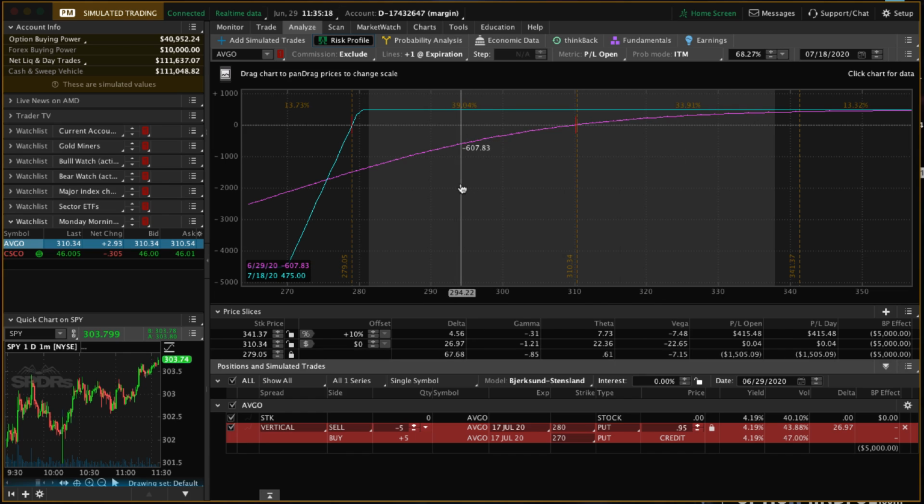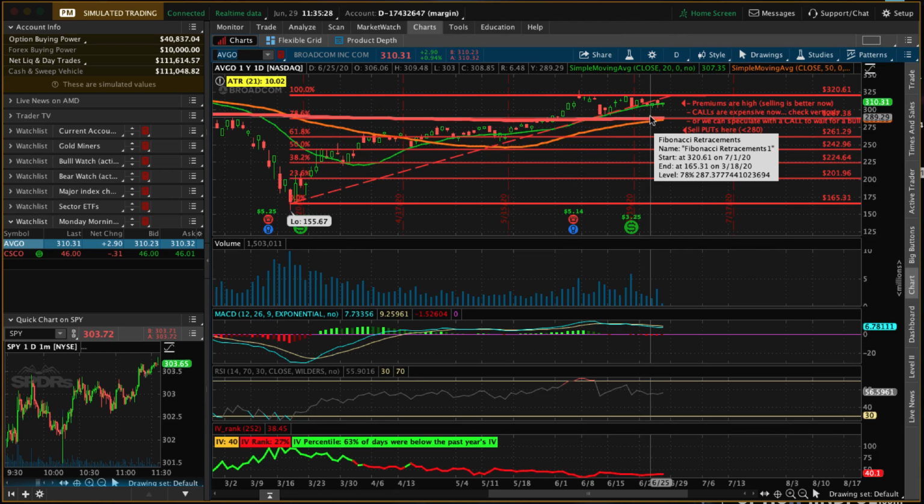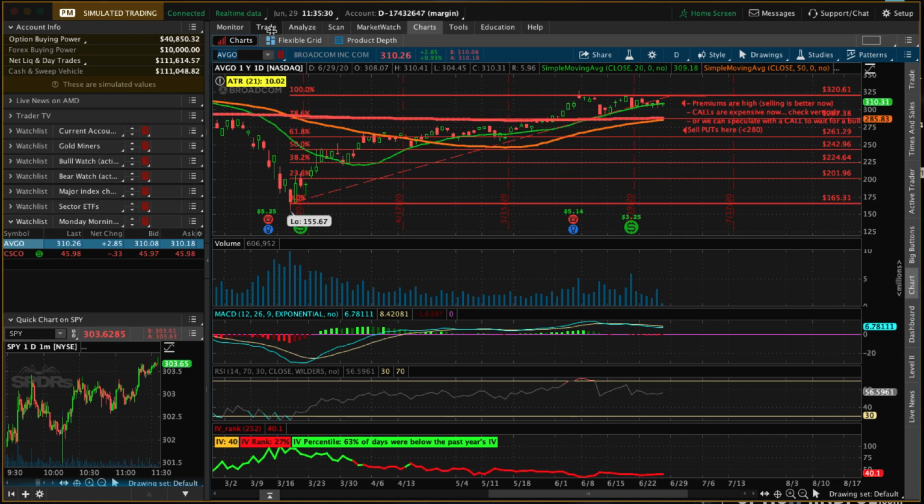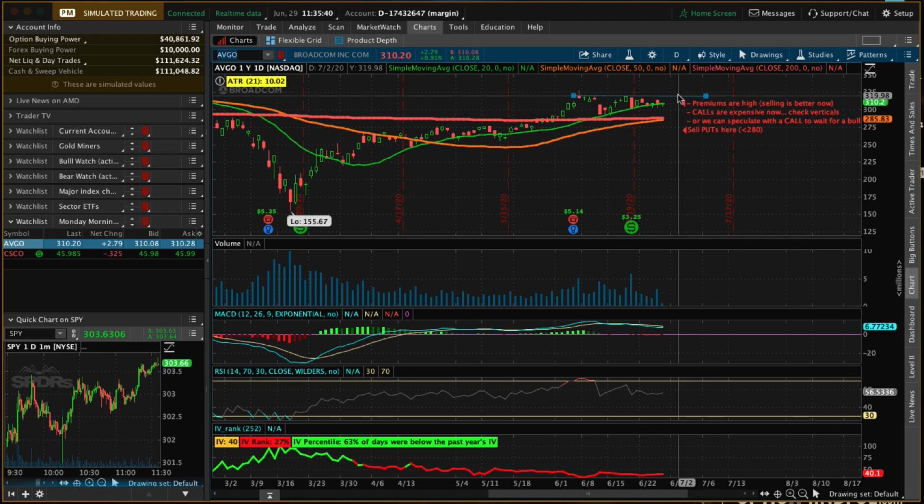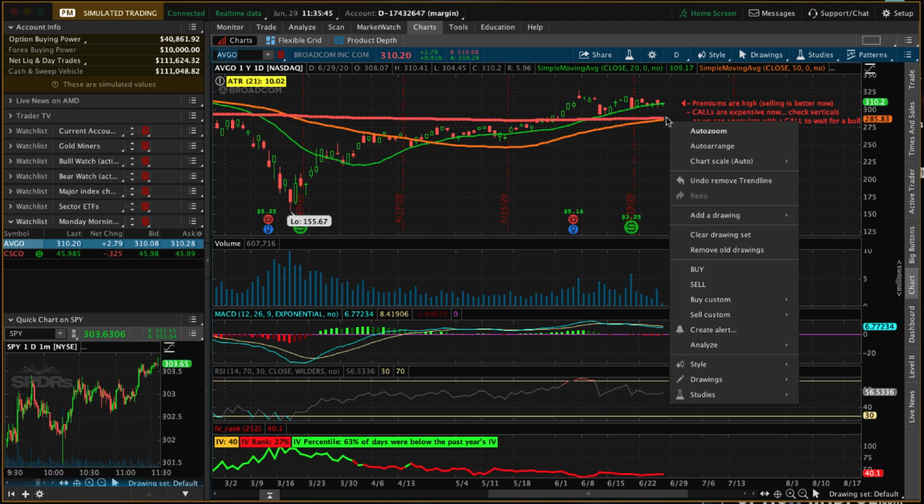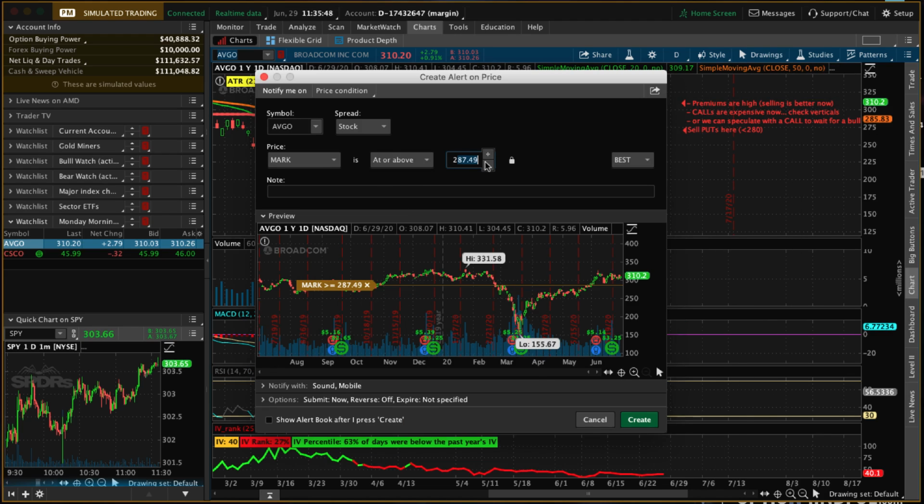And I need to decide also on my exit. I think I would get out of here as soon as it simply goes below that simple moving average, which is 287, 289-ish, 290. Let's put it at 290. So what I would do here is right now just remove this Fibonacci thing because it's causing some trouble here to see things. Remove some of the drawings and create an alert at this level of 290, just to be cautious.